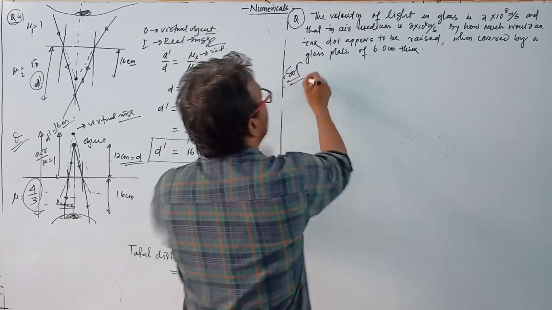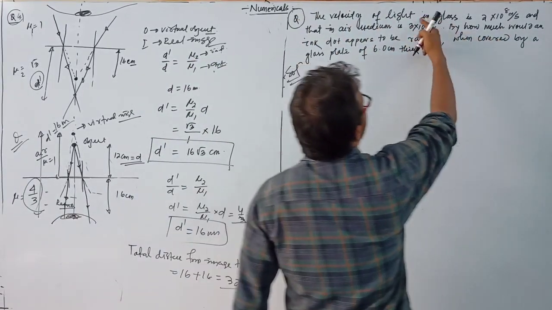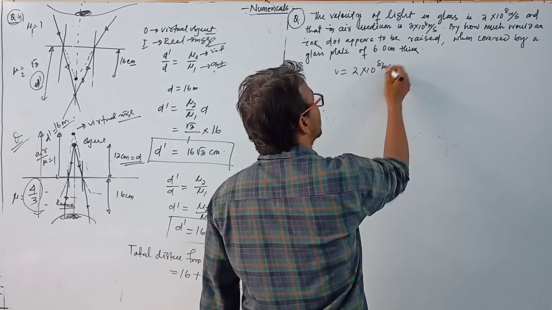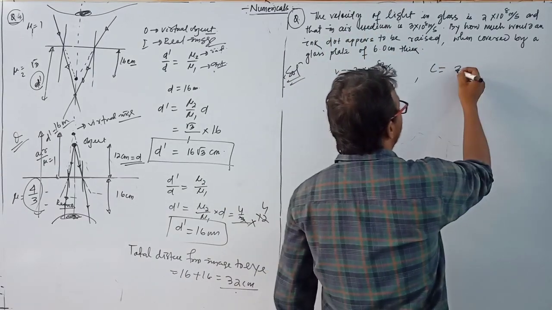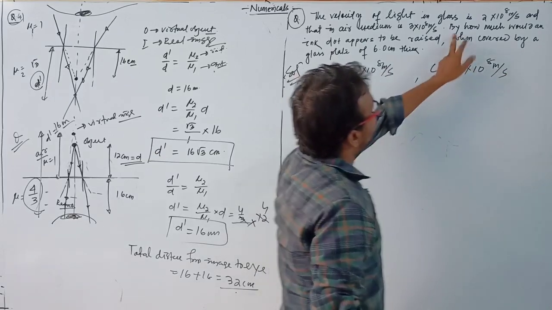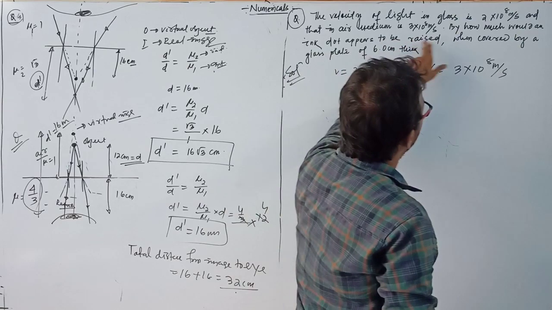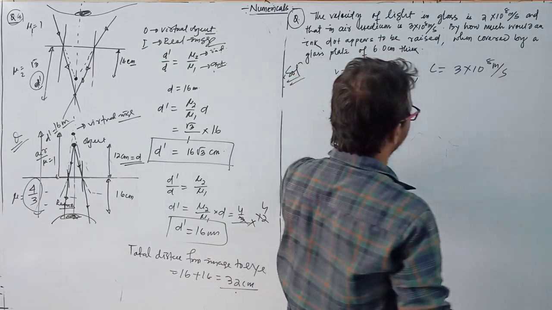Again, there is another question. The velocity of light in glass medium is V equal to 2 into 10 to the power 8 meter per second. In air medium, that is C, the speed of light in air medium is 3 into 10 to the power 8 meter per second. By how much would an ink dot appear to be raised when it is covered by a glass plate of 6 centimeter?